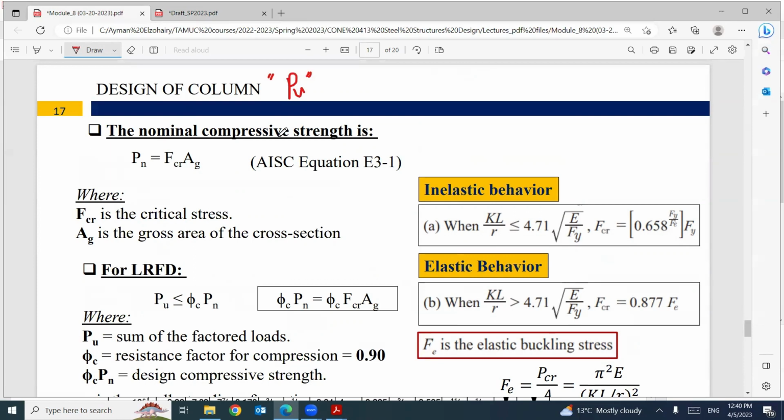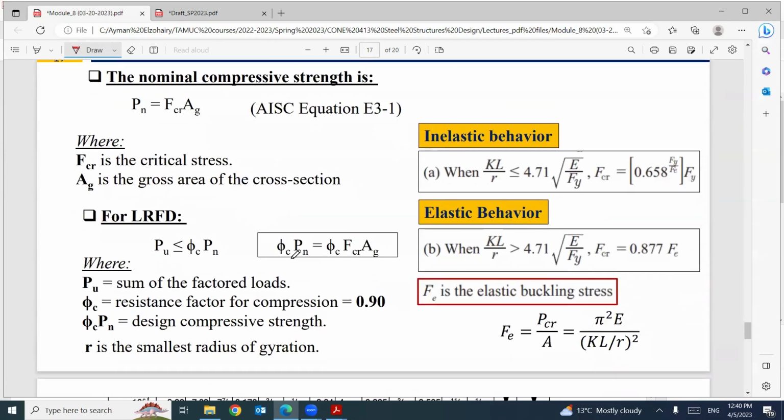So we learned this before. Your design compressive strength of this column equals phi F critical times area gross. Phi equals 0.9, area gross is the total cross-section area of your member. F critical can be determined using this expression or this expression. Which one am I going to use? Based on if this relationship is satisfied, we are going to use the first one. If this relationship is satisfied, we are going to use the second one.